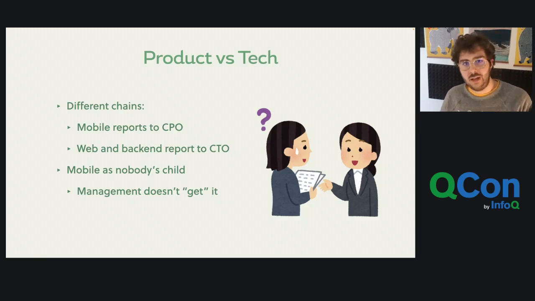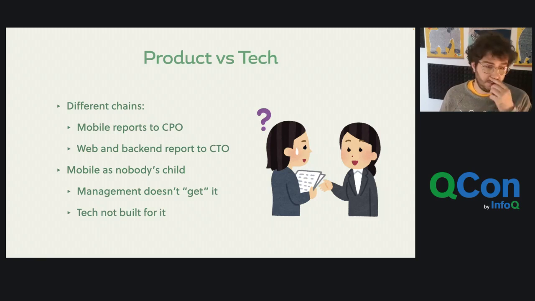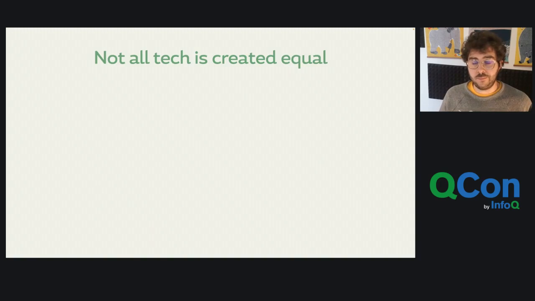And on the other hand, because technology that is not mobile is under a different team, a different lead, a different VP, whatever, a different C-level executive, then the technology stack in the company is not built around mobile, is not built for mobile. And that can be problematic because the needs of mobile and web can be different.